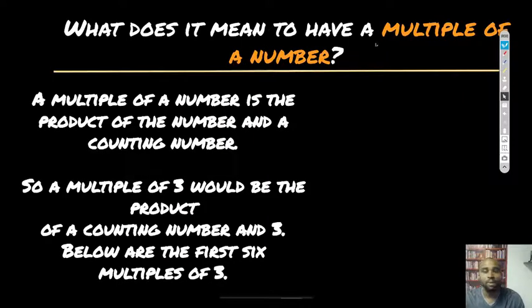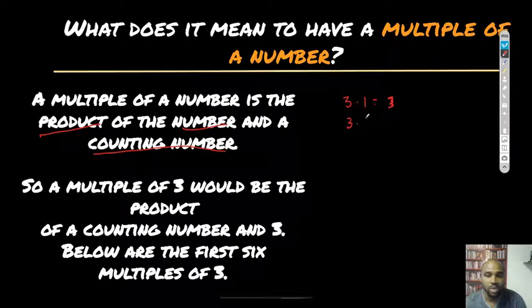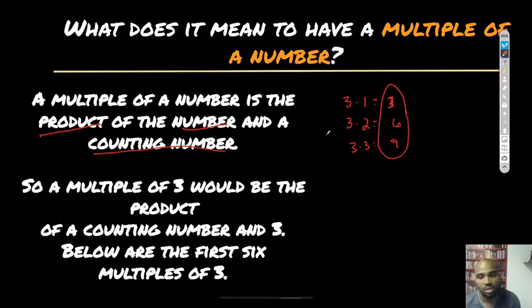All right, so let's define something first. What does it mean to have a multiple of a number? A multiple of a number is the product of the number and a counting number. I'm going to show you an example of what I mean by that. A multiple of 3 would be the product of a counting number and 3. So it'd be 3 times another counting number. 3 times 2 is 6, and 3 times 3 is 9. You see that these are multiples because each is the product of that number and another counting number.